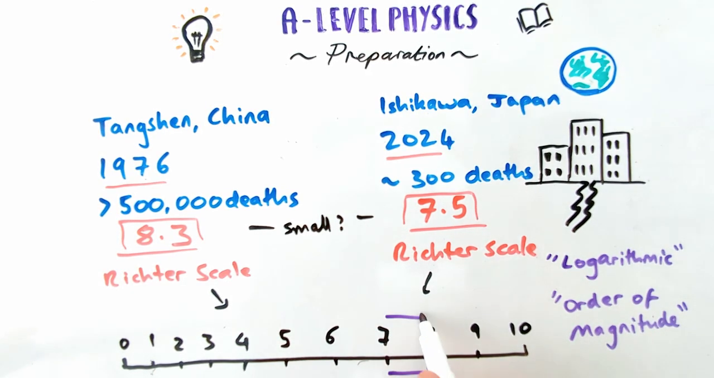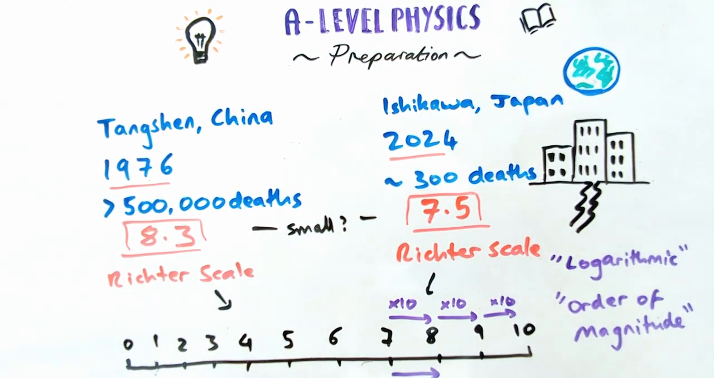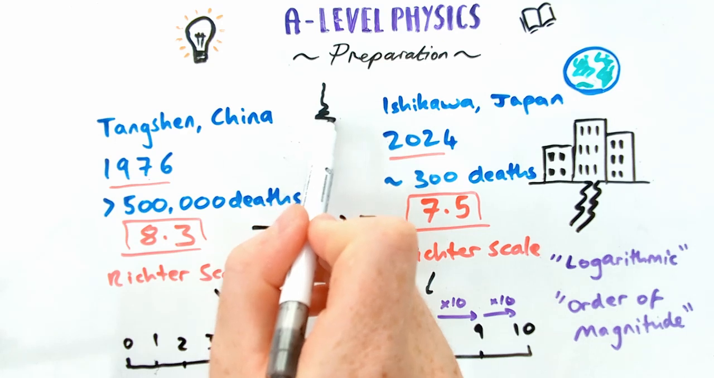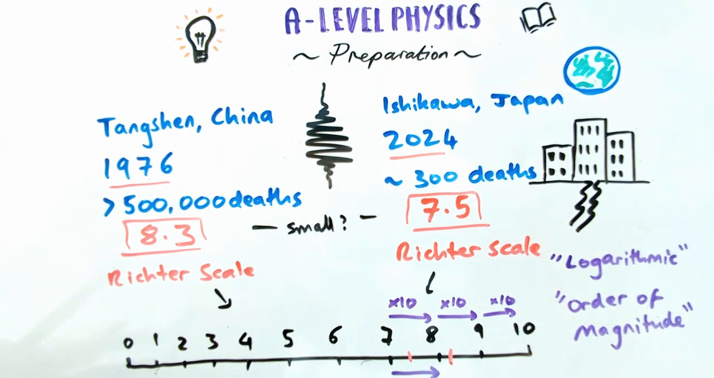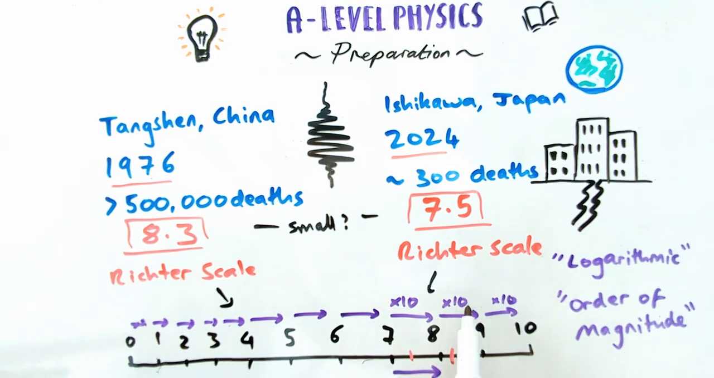Now, what that means is that between 7 and 8, the measure of power of the earthquake goes up by a factor of 10. So 7 to 8 is times by 10, 8 to 9 is times by 10. So basically between 3 steps, you can go up by a factor of 1,000 in terms of the seismograph readings of that earthquake in terms of its power.